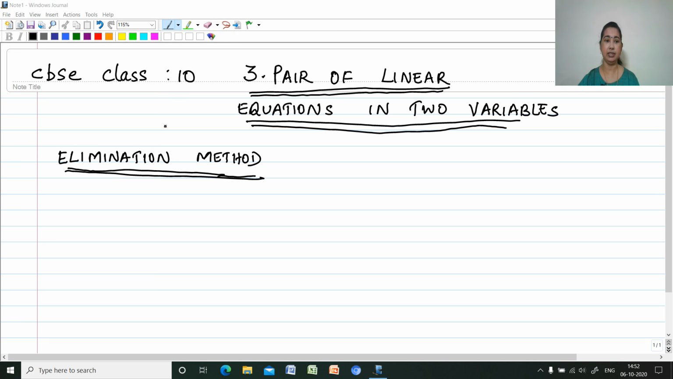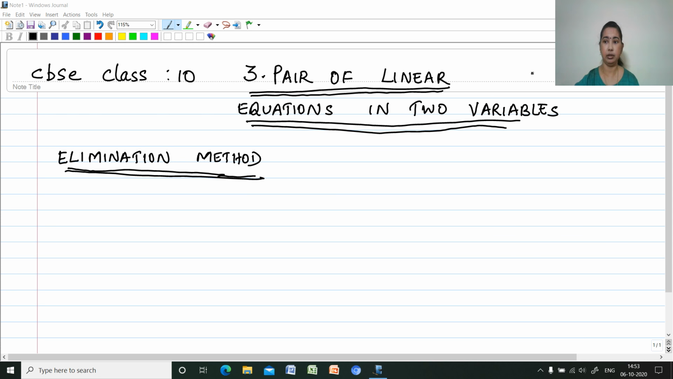Today I am discussing CBSE Class 10 Chapter 3, Pair of Linear Equations in Two Variables. We are continuing the chapter. In the last video we were discussing how to solve a pair of linear equations by the method of substitution. Now we will move on to the elimination method. From the word itself we can understand that we are eliminating some variables.